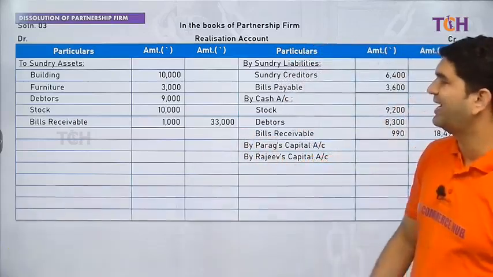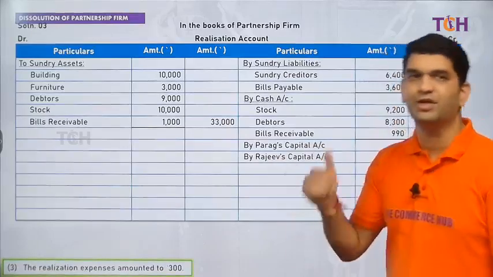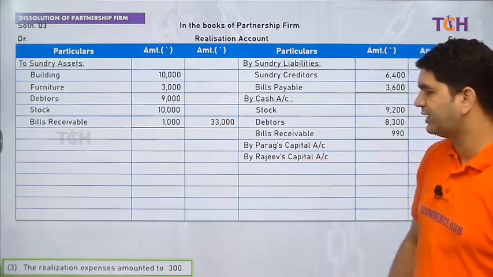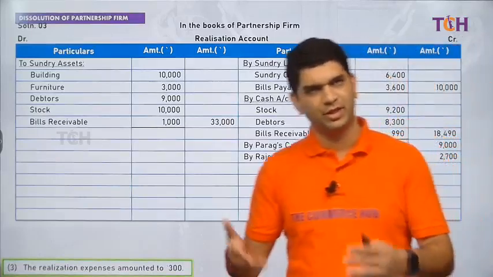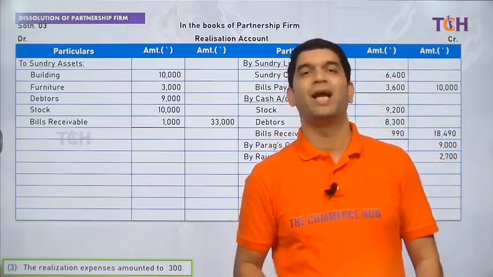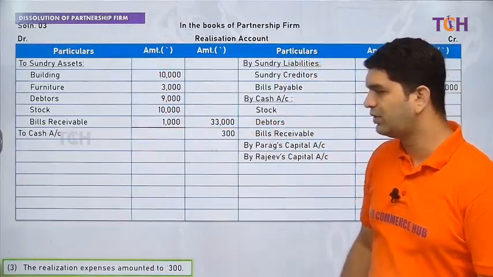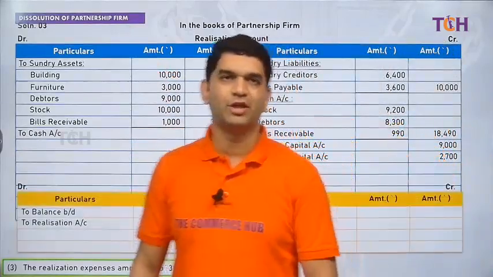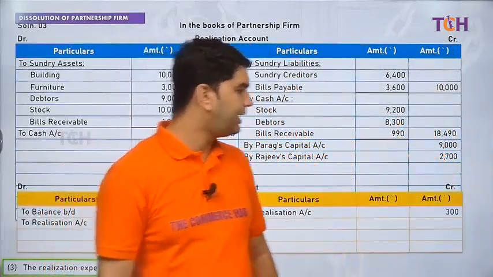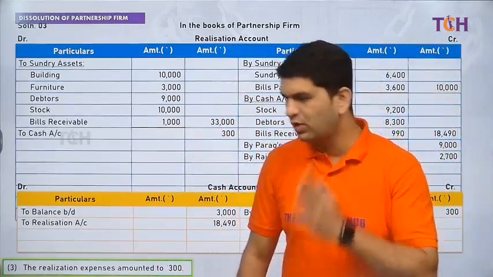Moving further to our next adjustment, that is realization expense. So realization expenses are 300, nothing else is mentioned, like we have discussed already. The entry would be realization account debit to cash account. So in realization account on debit side, the amount is 300, and in cash account on credit side, by realization 300. So this is what we would be recording.